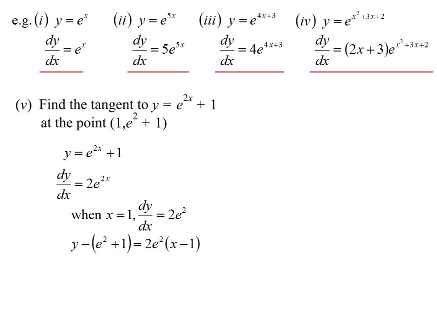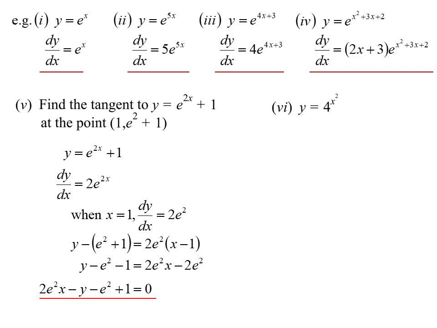Point slope formula, y minus y1, well, in this case it's e squared plus 1, equals the slope 2e squared, x minus 1. Expand it out, I put it in general form, but there it is. And that is a straight line. Some people look at it and see those squares and think, oh, I haven't got a straight line anymore. Remember, e is just a constant number, and so is e squared. The pronumerals in this one are x and y. It's still a linear function.